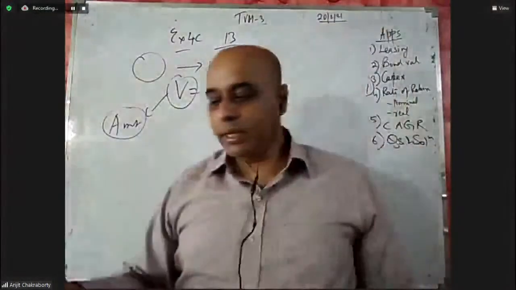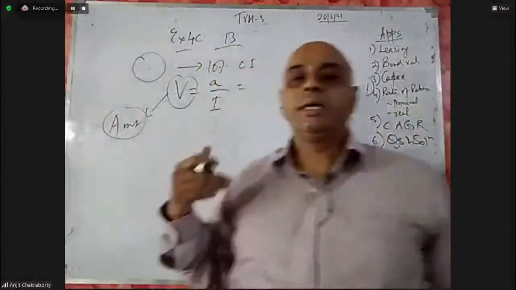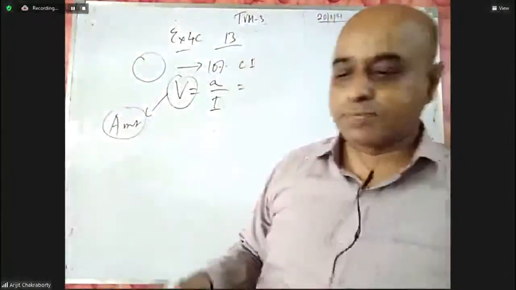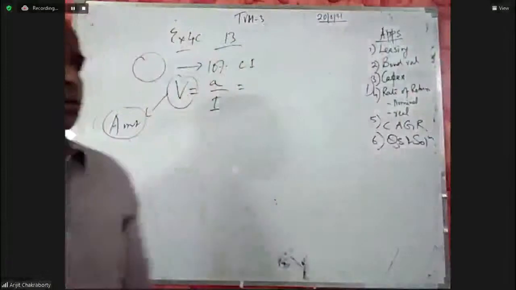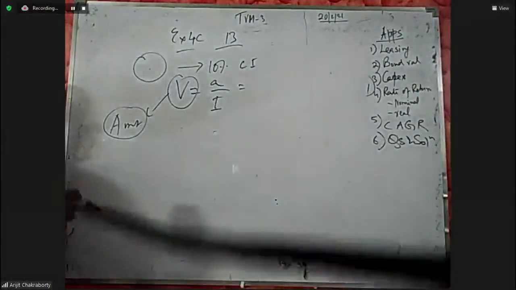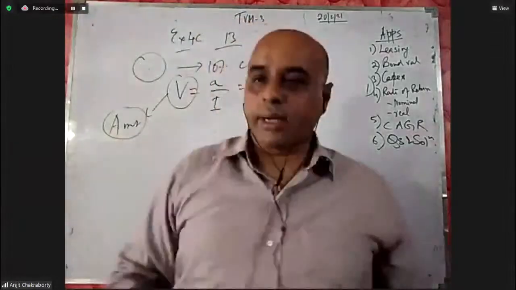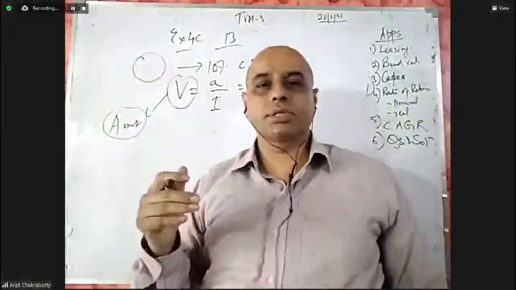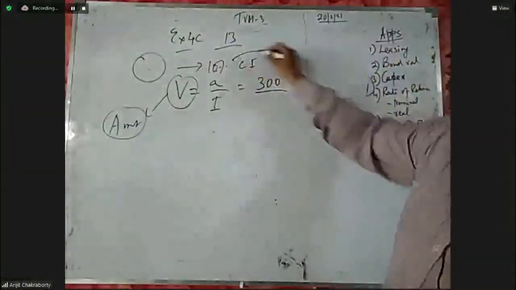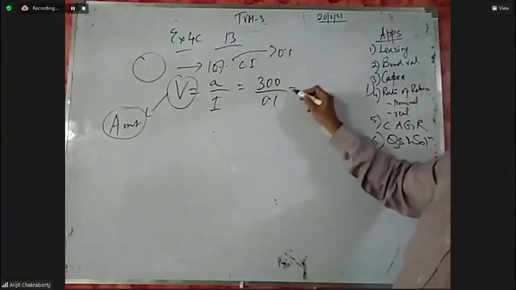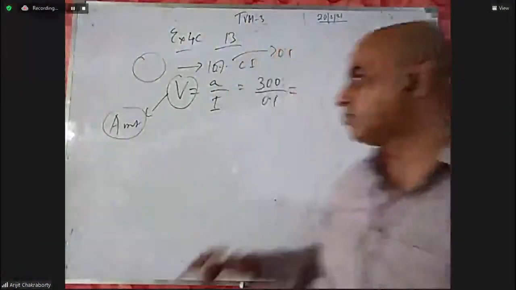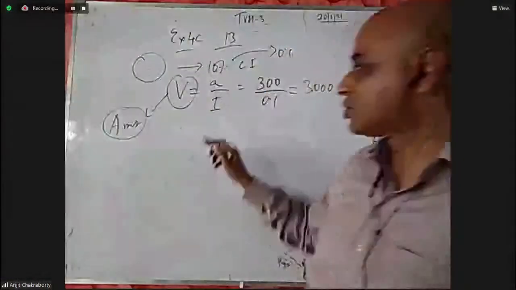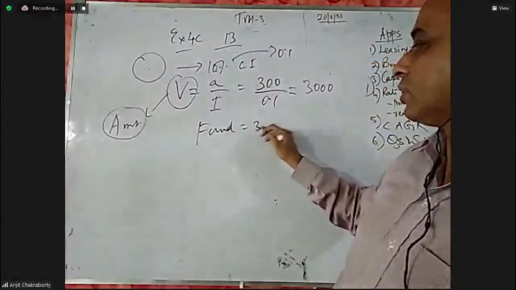Now A is how much? A is given, A is 300, because I need to generate 300 rupees per year so that I get a prize. This 300 rupees is the annual prize money which I require, and this is A. So I put 300 here, and the interest rate is 10%, which is 0.1. 10% means 0.1. So I get 300 divided by 0.1, which is 3,000. So the fund amount should be 3,000.